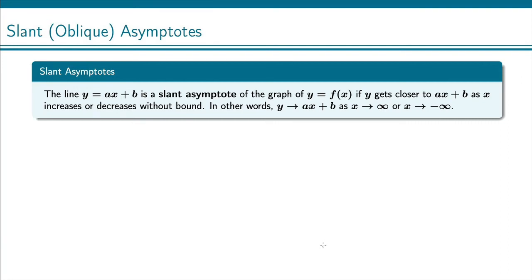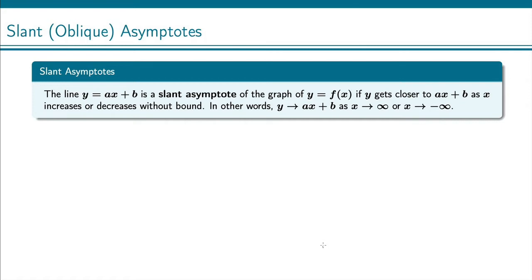We're going to talk about different types of asymptotes now. Instead of vertical and horizontal asymptotes, we can also have slant asymptotes, also called oblique asymptotes. And these are just straight lines that are not horizontal or vertical.